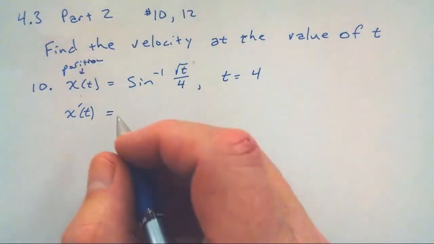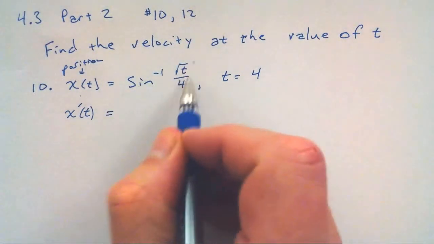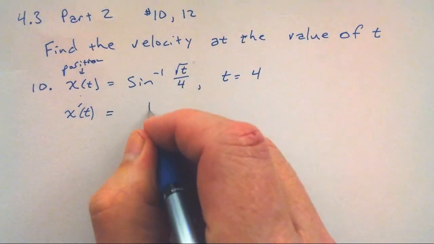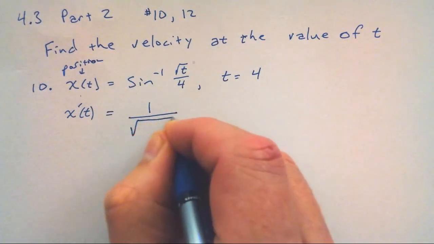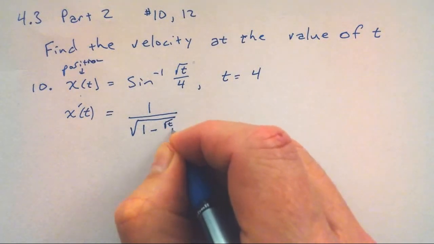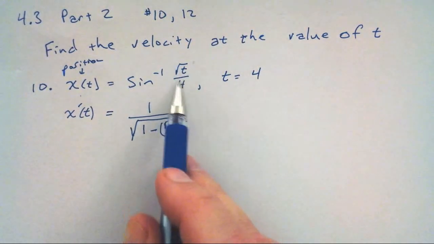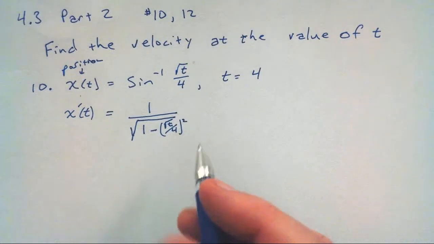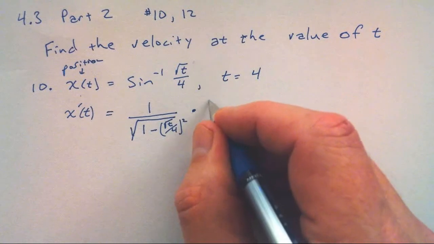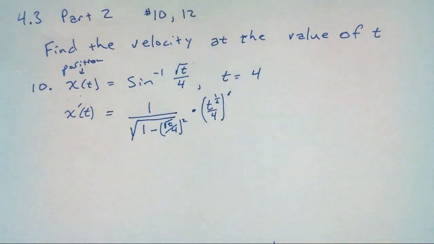So the derivative of inverse sine is 1 over the square root of 1 minus the argument squared, times the derivative of the argument. So the derivative of inverse sine is 1 over the square root of 1 minus square root of t over 4, squared. That's plain. If this was plain old t, this would just be t squared. But now I have to take that times the derivative of the argument, and to do that, I'm going to call this t to the 1/2 over 4, and I still have to find the derivative of that.